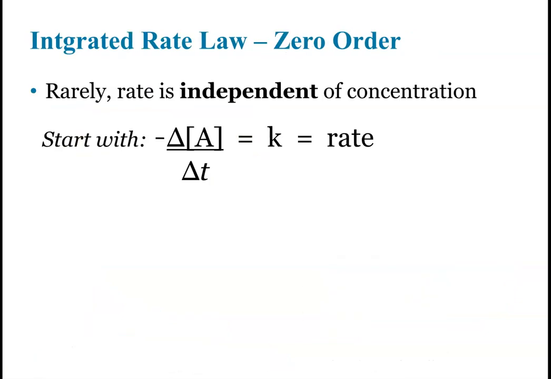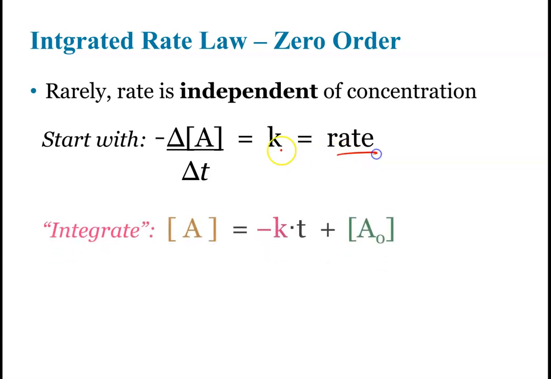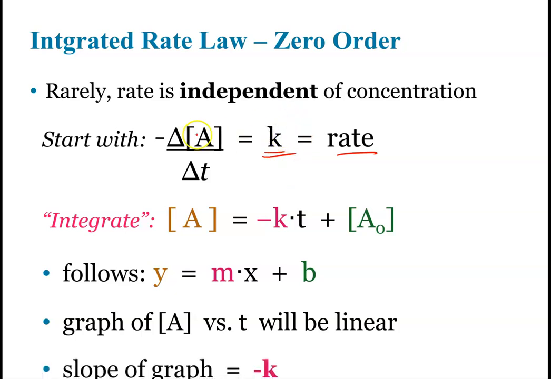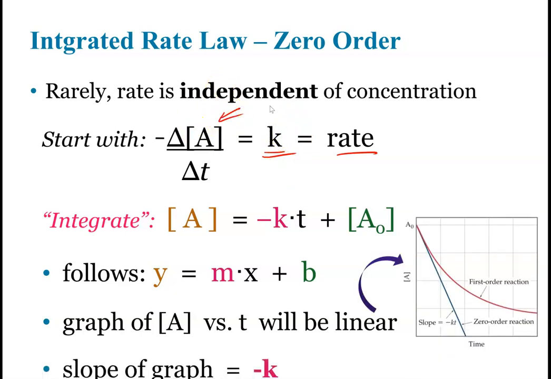Okay, finally, we're going to look at zero order reactions. We're going to derive the integrated rate law for zero order reactions. Remember, this is rare, but in this case, the rate is independent of concentration. And so the rate that you could calculate experimentally will be equal to just k times the concentration to the 0 power, or k. So that's what we're going to start with, right here. Again, we do that integration, that data transformation, and we get this equation.